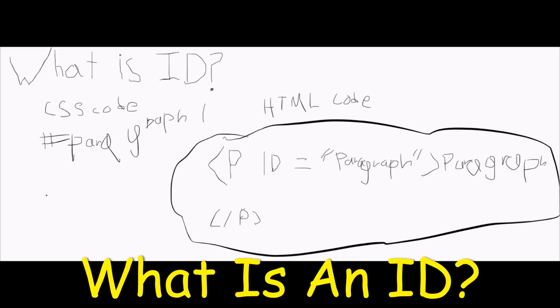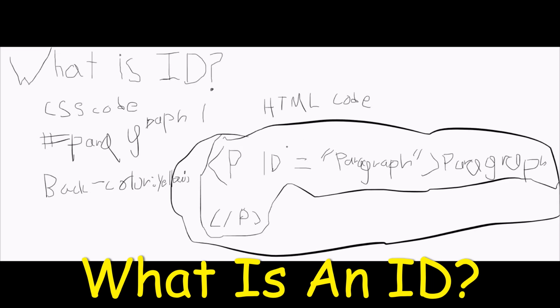So that means we need to put the background color. Then, what do you want it to be? Since it is a paragraph, I prefer it to be highlighted in yellow. Okay, and the next thing is just a semicolon. I should close it like this. Good. So the background color is yellow, then we just need to close it. And good, you created your first ID.